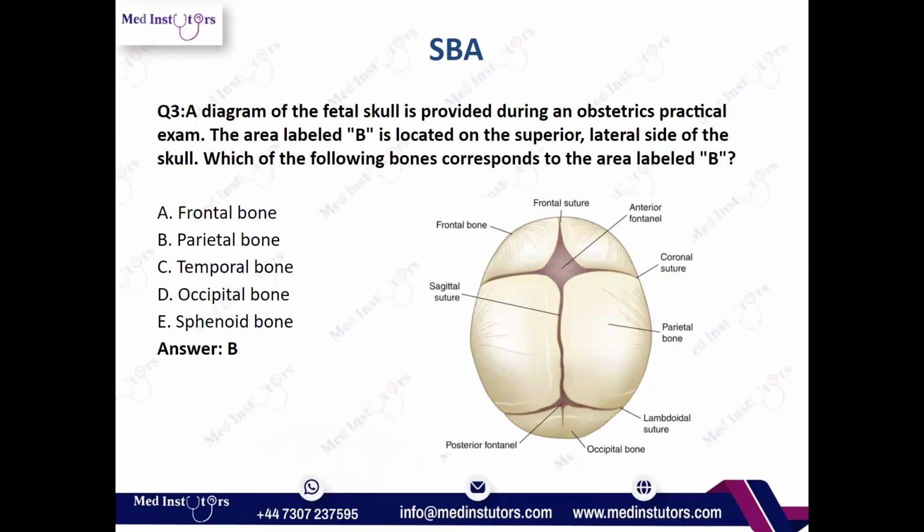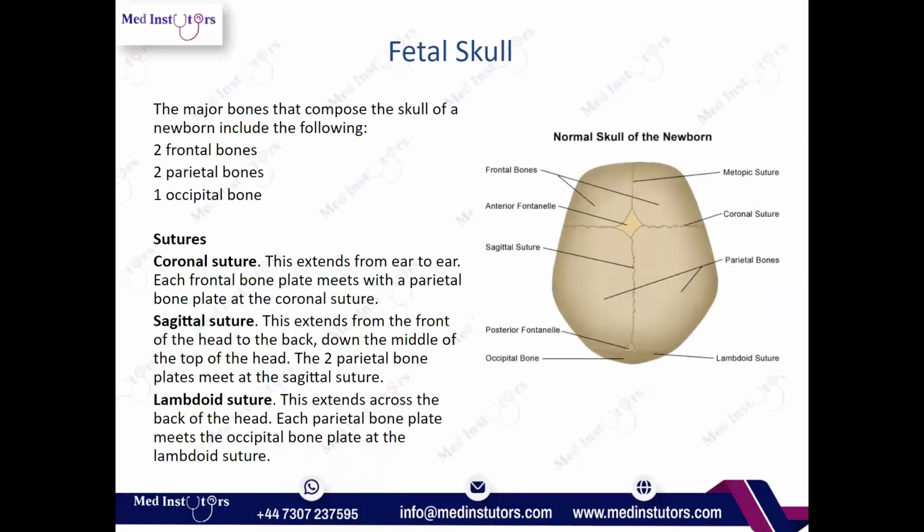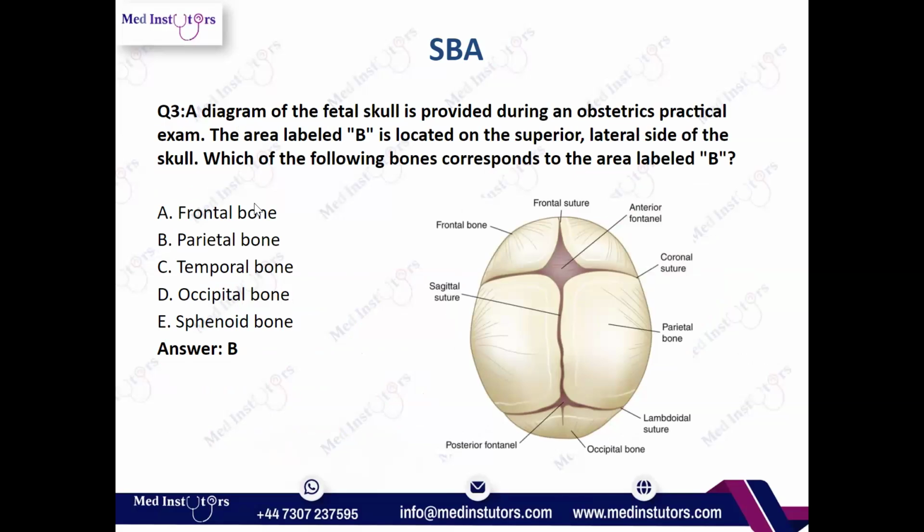Excellent. B is the right answer. Let me break down the fetal skull. The major bones that compose the skull of a newborn include two frontal bones, two parietal bones, and one occipital bone. Here you can see, this is something we have been studying from medical school. So here you can see the frontal bone, parietal bone, and the occipital bone. So how many bones are there? Two frontal, two parietal, and one occipital bone.